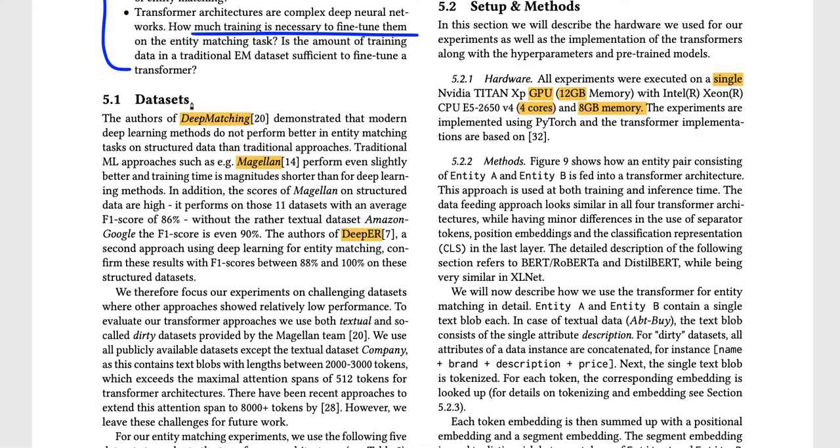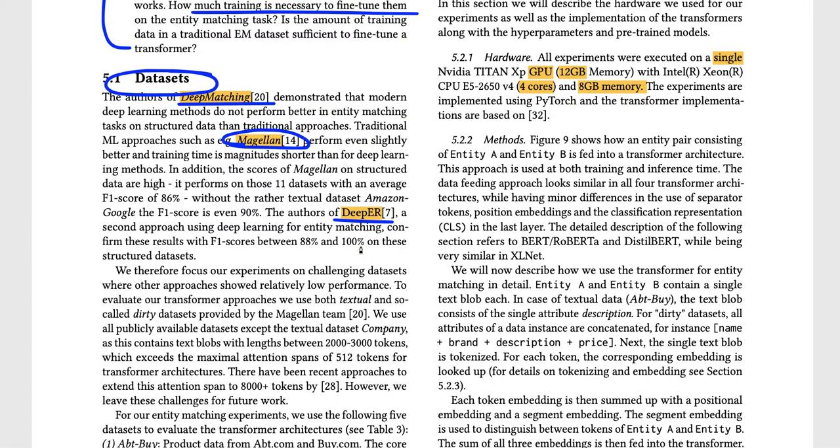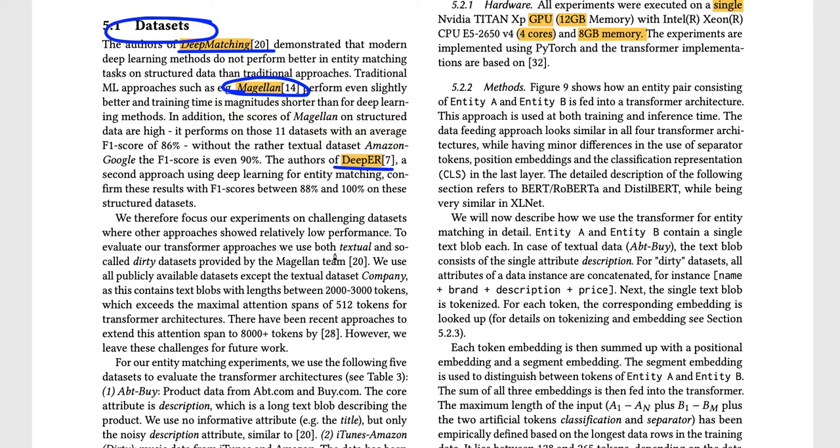And now coming to the dataset part. There are various types of datasets available, like structured datasets, textual datasets, and dirty datasets. Magellan, as we discussed, is very good on structured datasets. That's one of the reasons why the DeepMatcher and DeepER algorithms didn't put too much effort on the structured dataset part. Rather, they put a lot of effort on the textual and the dirty datasets, right?